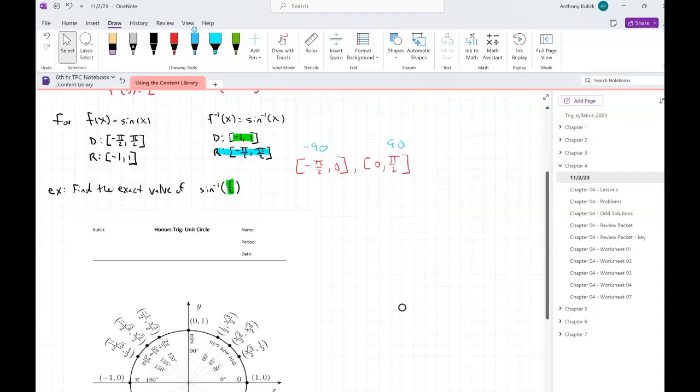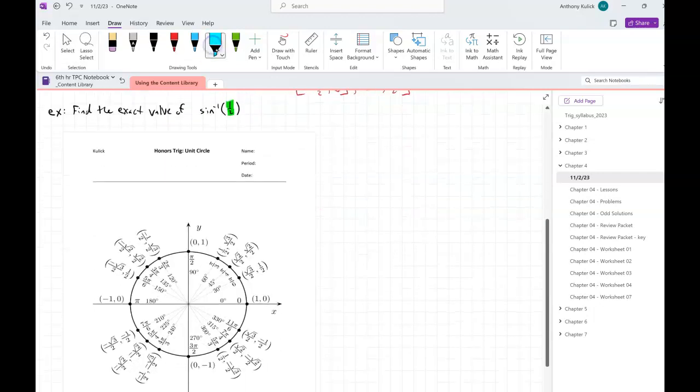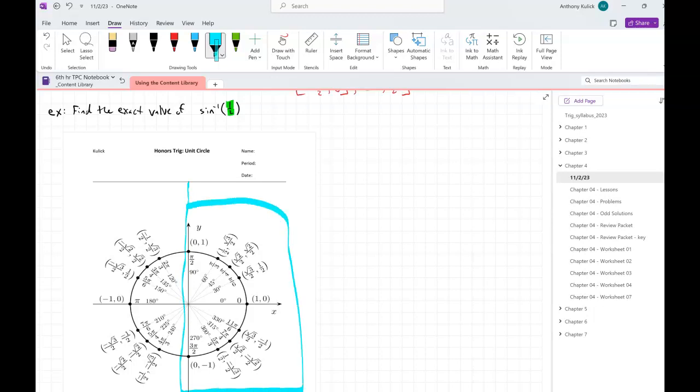So if I go to my unit circle and I start at 0 and go to +90, I go there. Everybody agree? And if I start at 0 and go to -90, how do I do that? I go clockwise, instead of counterclockwise. So there. Everybody agree? So my answers for sine inverse are going to come from quadrants 1 and 4.